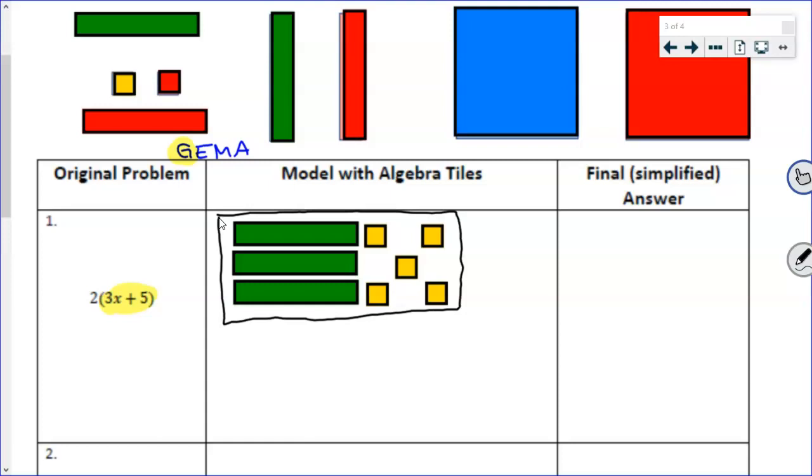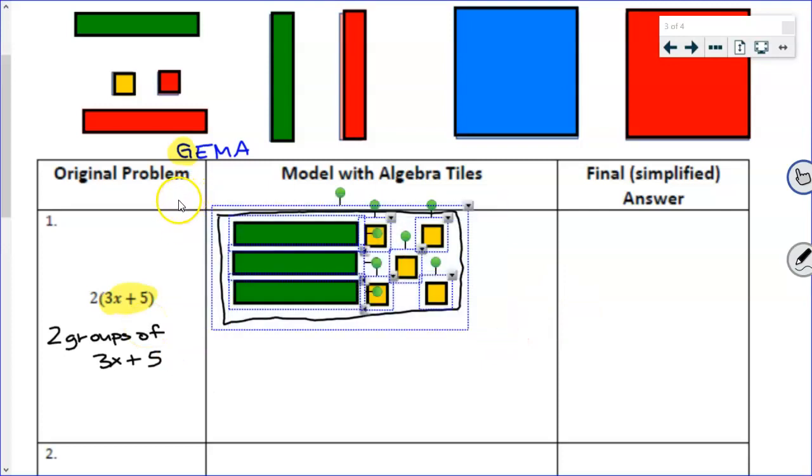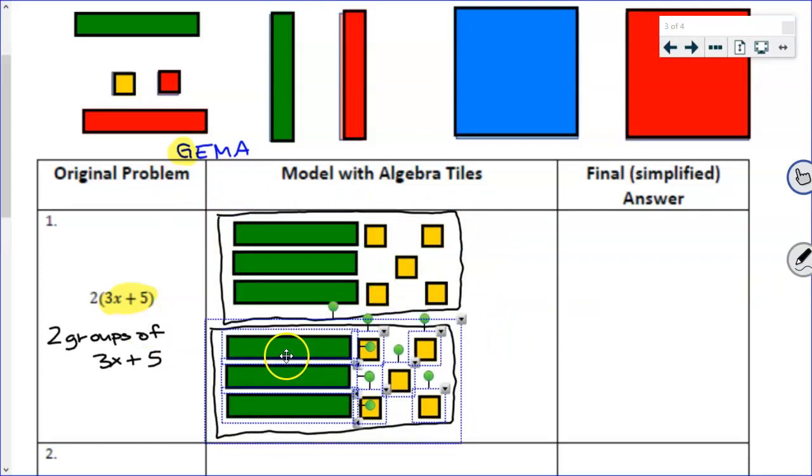Now that we have modeled the group, including the grouping symbol, so I've got that box around it, now we can pay attention to what this means. This 2 on the outside really means I have 2 groups of 3x plus 5. So I've modeled the grouping, but now I need to model 2 of those groupings. I am going to cheat because I can duplicate this.